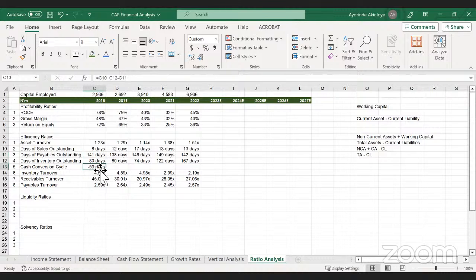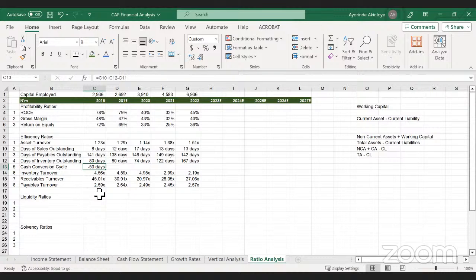Assuming it's positive, so assuming days of payable outstanding was, say, 38 days, it means this will be 50 days, right? It means cash conversion cycle will be 50 days. It will mean that it takes them 50 days to convert inventory to cash.